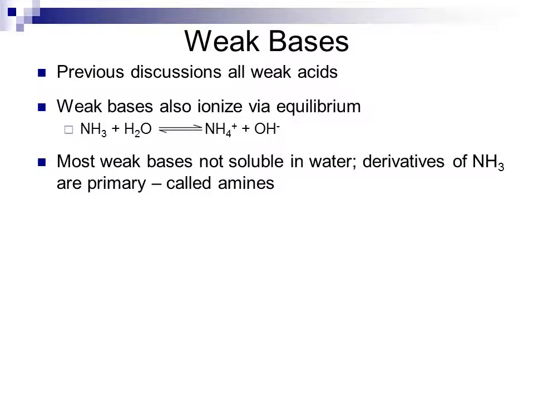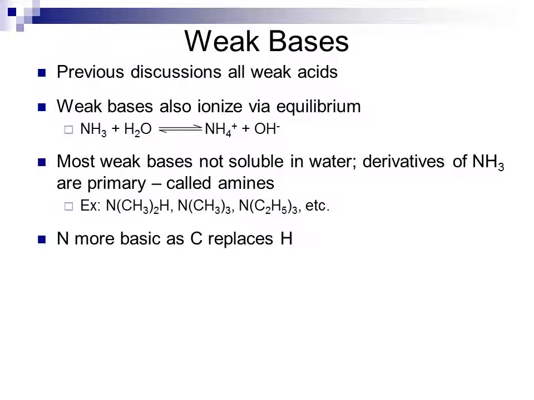Most weak bases are not soluble in water. Most of the soluble weak bases that we will see are either ammonia or derivatives of ammonia, which are called amines. These are functionalities where hydrogens in the ammonia molecule have been replaced by something else. For example, a CH3 group or two CH3 groups, so NCH3H2, N(CH3)2H, N(C2H5)3, things like this, which have these carbon derivatives on the nitrogen.